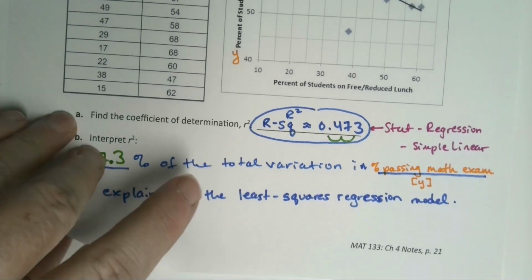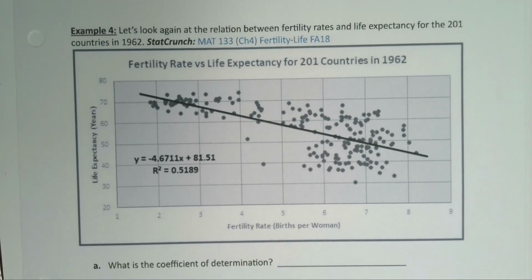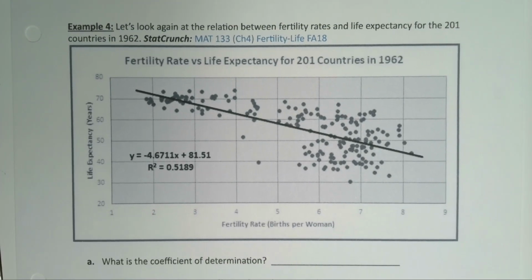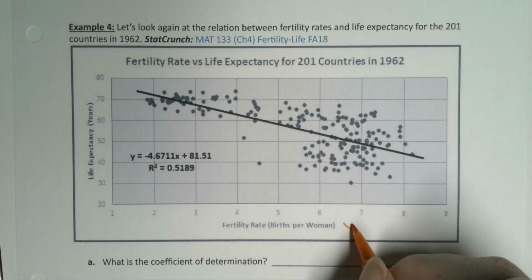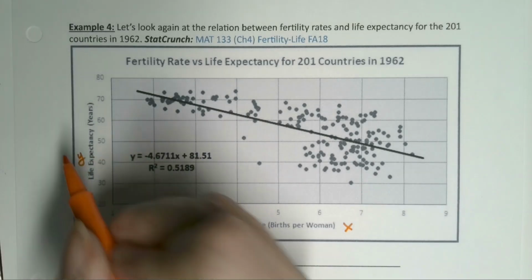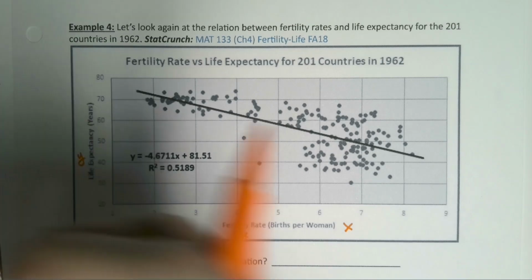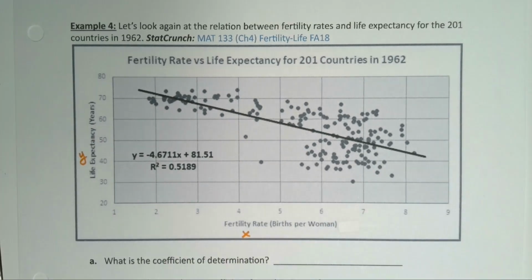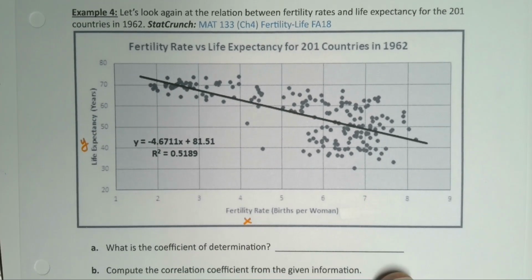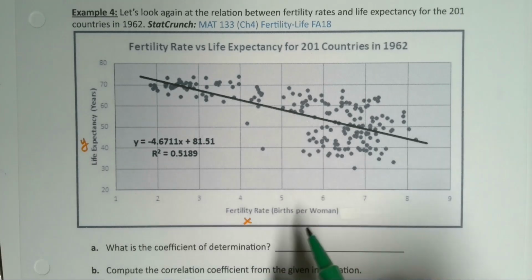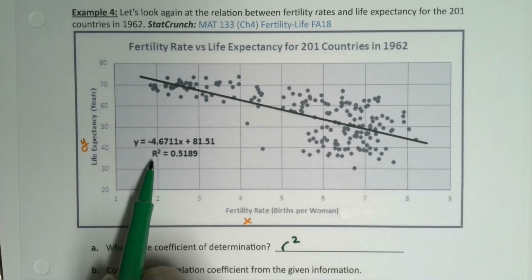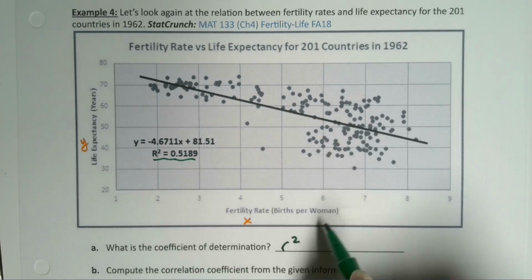So let's do another example. This is the same fertility rate and life expectancy we've seen several times. Remember, this is our x variable, this is our y variable. Actually, this is x right here. All right, so what's the coefficient of determination? Well, the coefficient of determination is r squared, and r squared was given. It's right here. It's 0.5189.